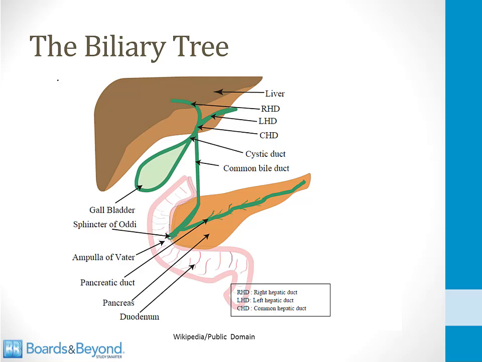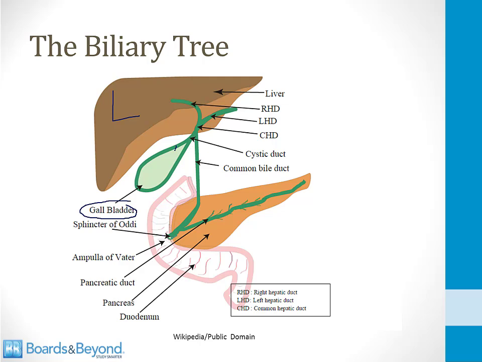Here's a picture of the biliary tree. Just by way of review, bile is formed in the liver and secreted into the bile ducts where it's concentrated in the gallbladder. When you eat a meal, your gallbladder contracts and pushes bile into the duodenum. If you have a gallstone, it can obstruct the flow of bile, and that can lead to a couple of different problems.